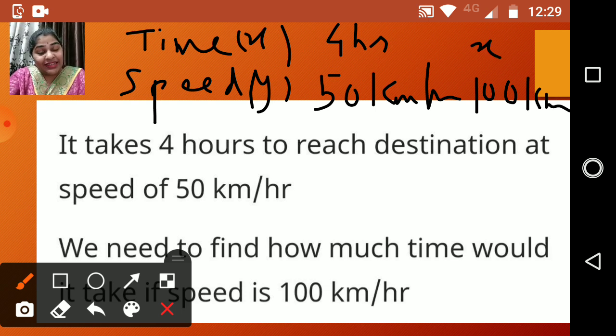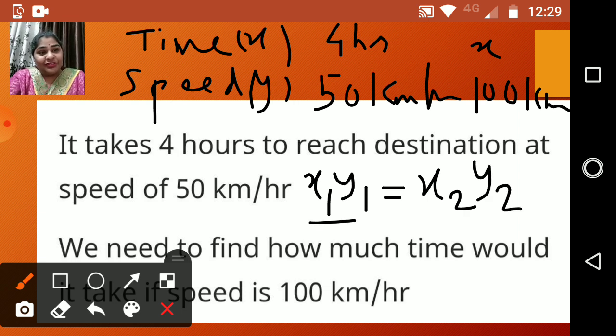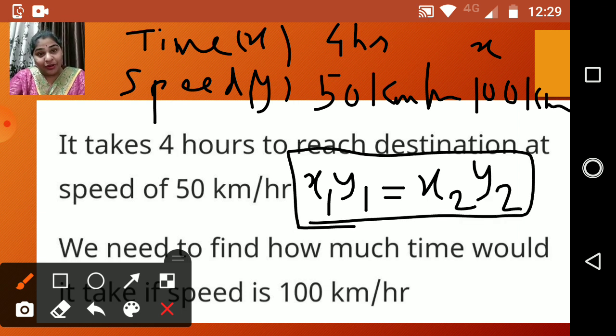So children, as we have seen in the earlier example, when the speed of a car is increased, the time to reach the destination will be less. Here we can say that time and speed are in inverse proportion. So the relation here, children, will be x1 y1, that is x1 multiplied by y1. In direct proportion it was x1 divided by y1, that is x1 upon y1, right? Here it is x1 into y1 is equal to x2 into y2. You have to keep this in mind whenever the quantities are in inverse proportion.